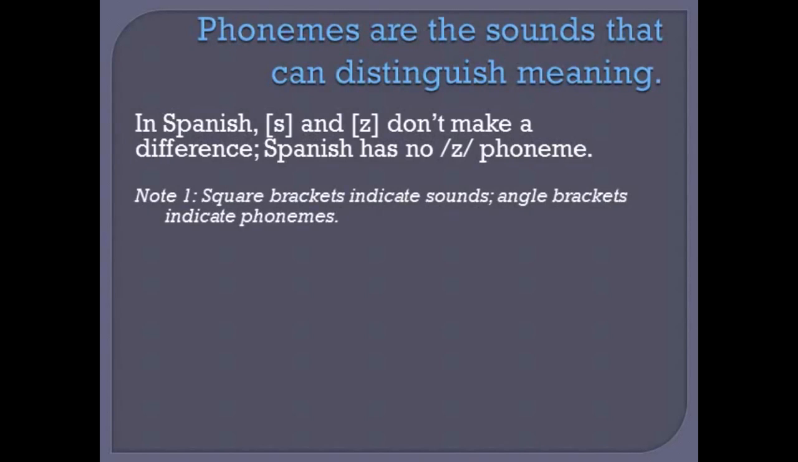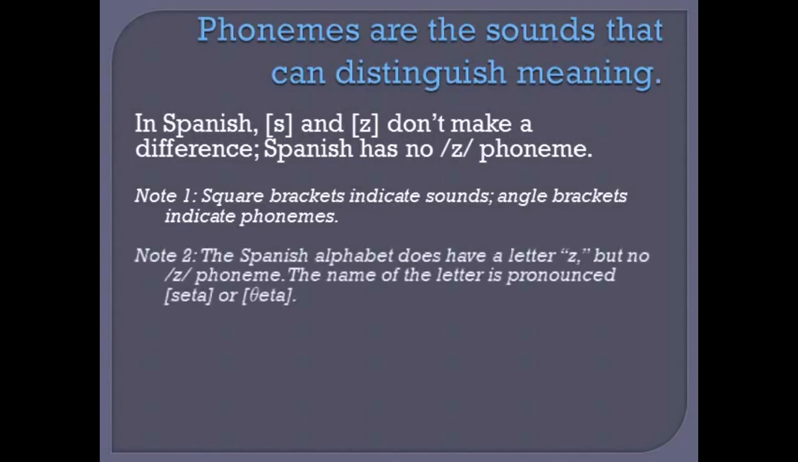Just real quick, a couple side notes. You'll see me indicate sounds sometimes in square brackets and sometimes in angle brackets. The square brackets indicate the actual sounds, the phonetic articulation of a sound. The angle brackets indicate phonemes. That is the idea of the sound in our head. You don't need to be able to use the angle brackets and the square brackets consistently, but I do want you to know what I'm doing so that when you see it, you understand what's going on.